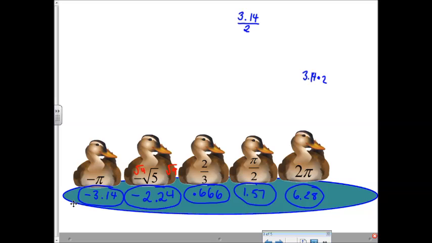And if you're having trouble ordering negative numbers, think about going from the least money to the most money. Would you rather have negative $3.14 or 6.28? The least amount of money to the most amount of money.